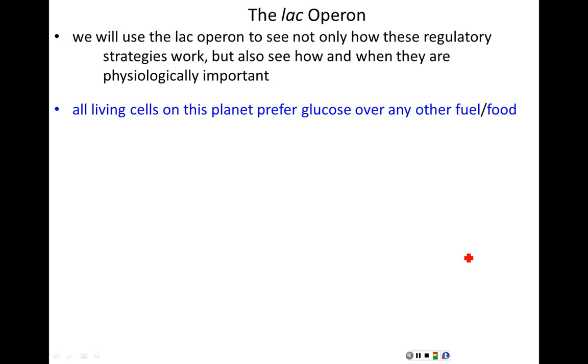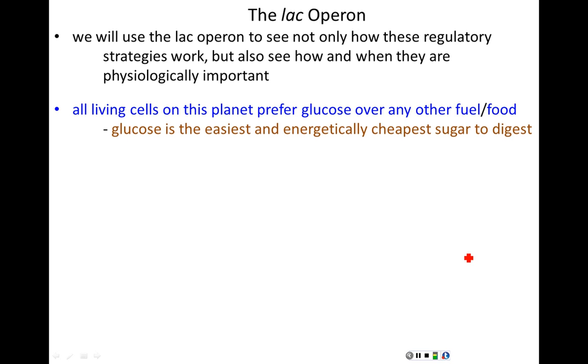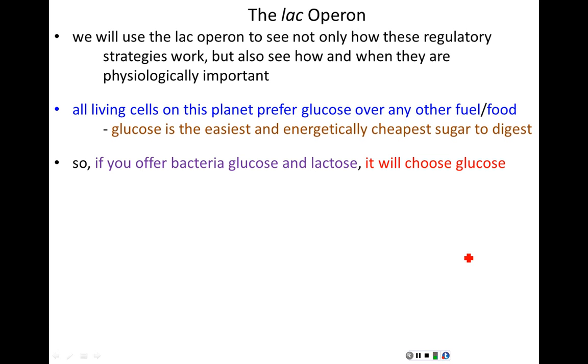All living things on this planet require sugars to survive. Carbon is the mode of energy transfer on this planet, and sugar molecules are nothing more than strings of carbon and water. So all things live on sugar. And the simplest sugar to digest and extract energy from is glucose. So all living cells on this planet, from the simplest bacterial cell to our own cells in our own body, prefer glucose over any other fuel or food molecule.